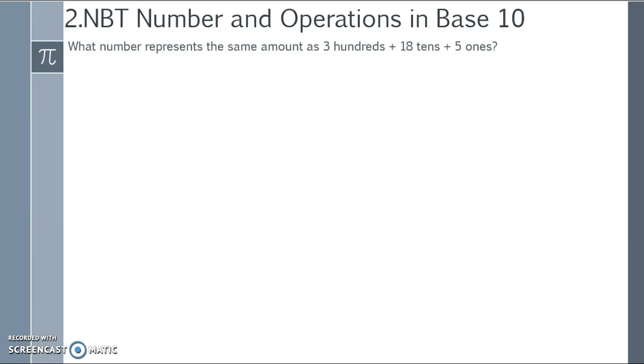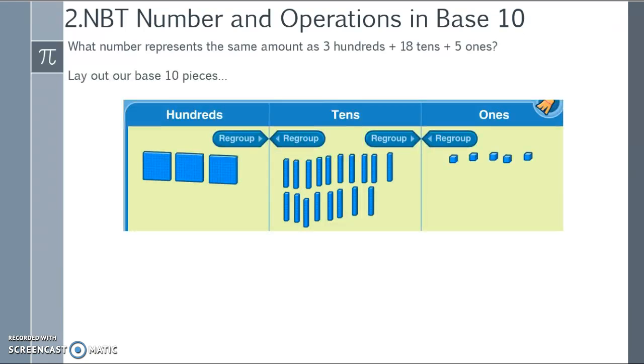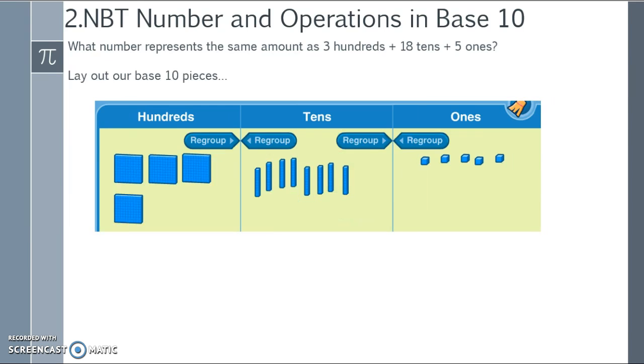What number represents the same amount as 3 hundreds plus 18 tens plus 5 ones? So I'm going to get my base 10 pieces out, and I have 3 hundreds, 18 tens, and 5 ones. But I look in the middle there with my tens, and I know that I can regroup because I have a group of 10 tens, so that we can group our 10 tens and make another 100. This gives us 4 hundreds plus 8 tens plus 5 ones, or 485.